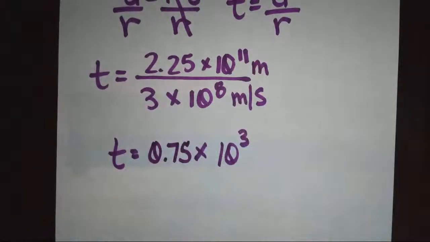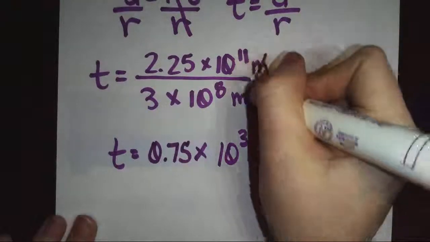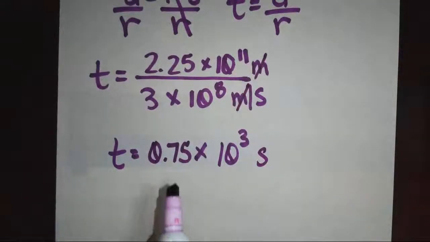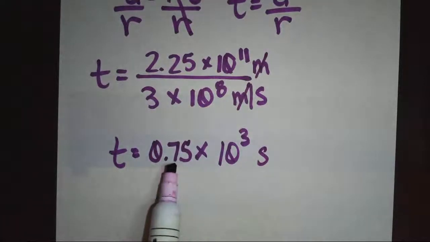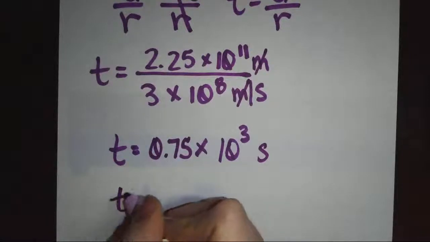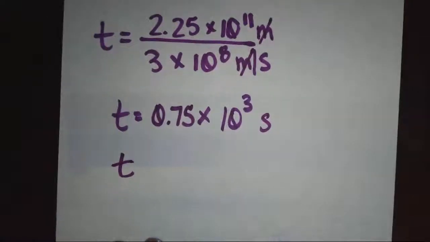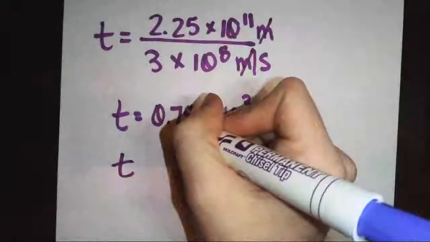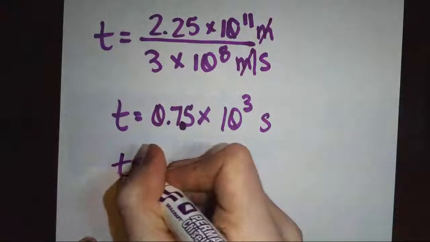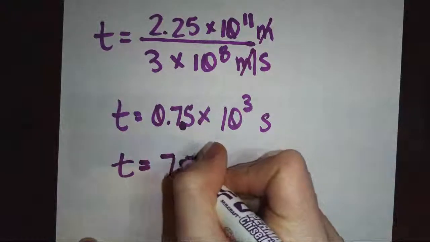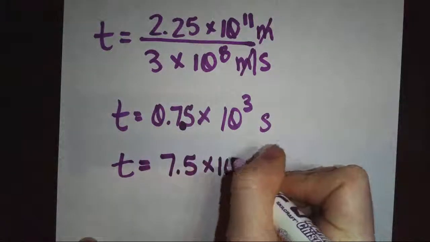So now we have 0.75 times 10 to the 3rd seconds, because our meters will cancel here. Now this looks like it's in scientific notation, but again, this first number needs to be between 1 and 10. So where can I put the decimal point in 0.75 so that it will be between 1 and 10? If I put my decimal point right here, I have 7.5, which is between 1 and 10. So that's the number I'm going to want to use.